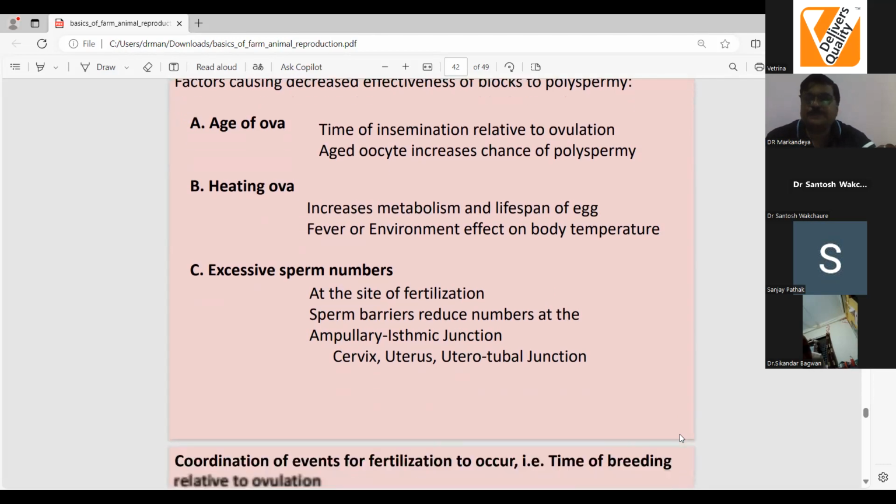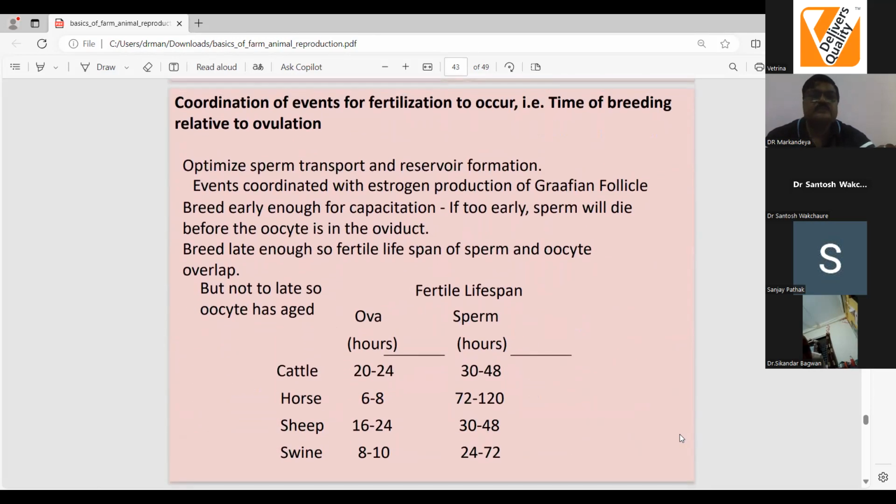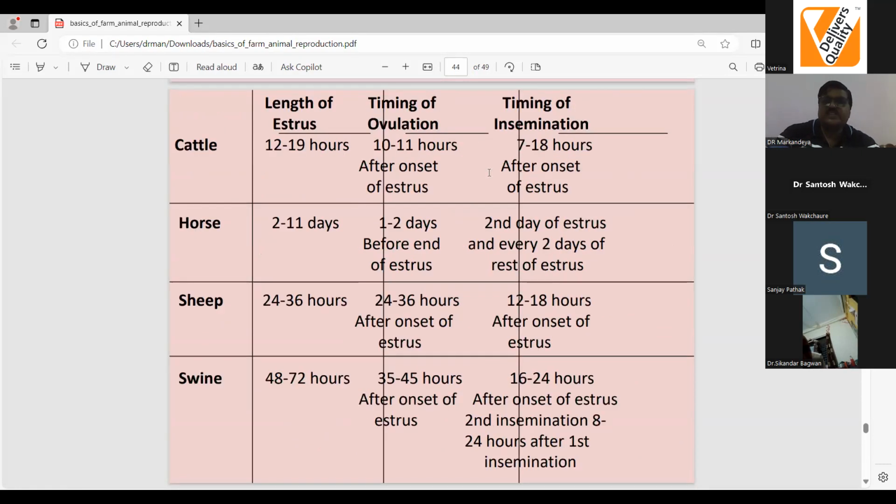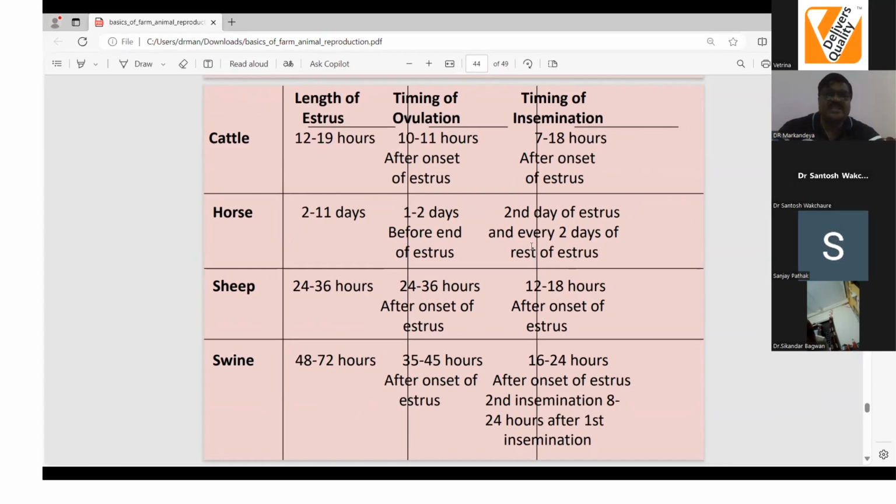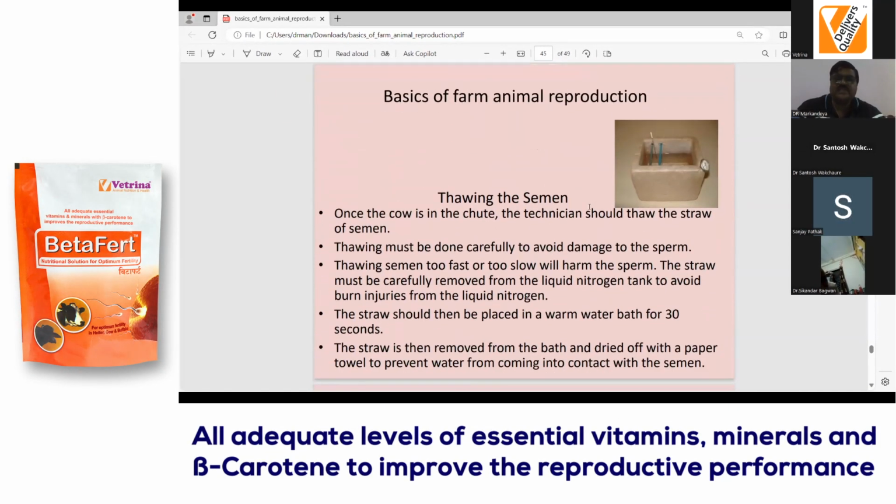Right. Next one. Coordination of events for fertilization to occur, and time of breeding. I have already given important things about this, how much time is required and why there should be synchrony of ovulation and artificial insemination. Next one. Next. This is also a continuation of the same. Next one. Next.